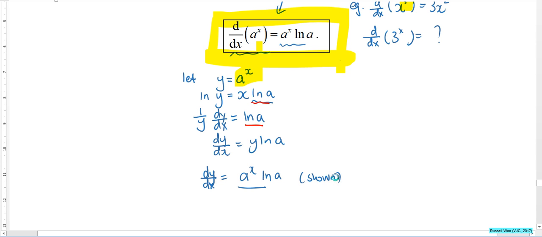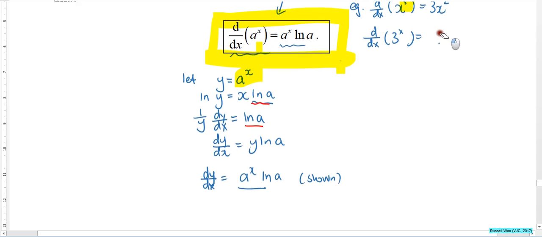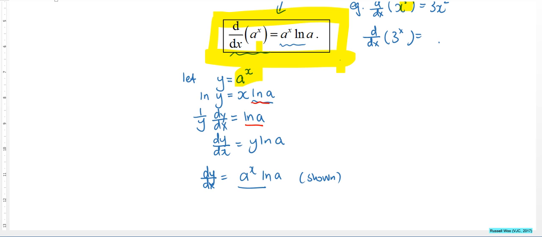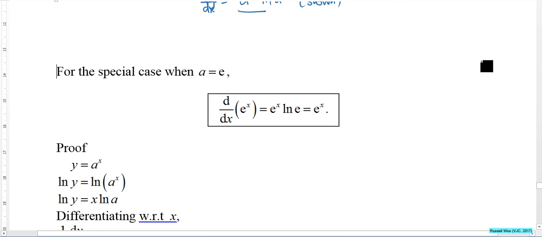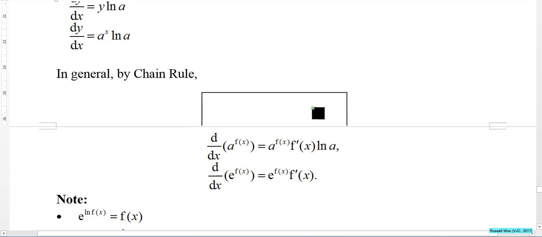So now we know differentiating 3 to the power of x, I'll get 3 to the power of x ln 3. All good? What if a is e? That means I differentiate e to the power of x, but e is a special number. You realize that you actually get e^x, which is what you learn in O levels. Why? Because ln e is 1. This is just a proof.